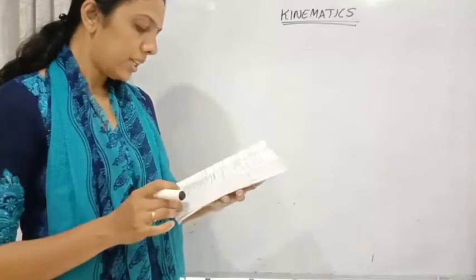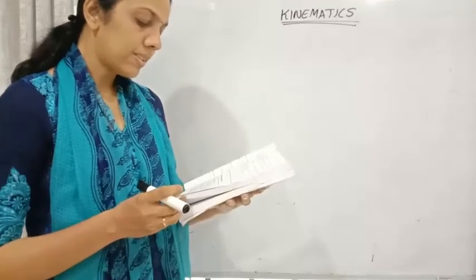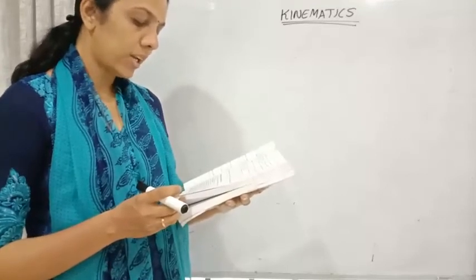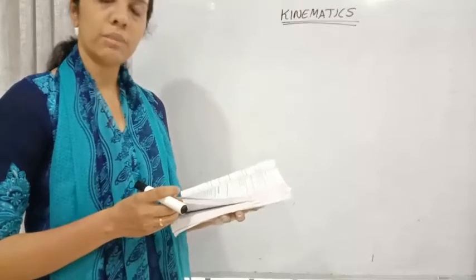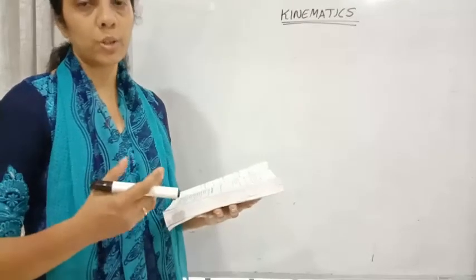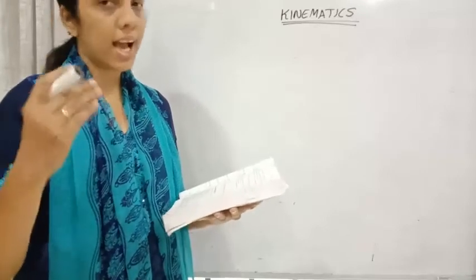A particle is moving with a velocity v equals 3 plus 6t plus 9t square centimeter per second. Find the acceleration at time t equals 3 seconds. What will you do? Just differentiate the velocity. You will get the acceleration.